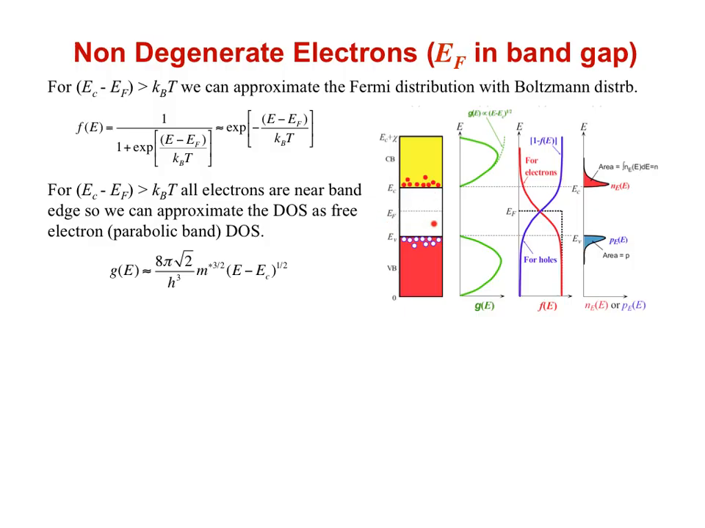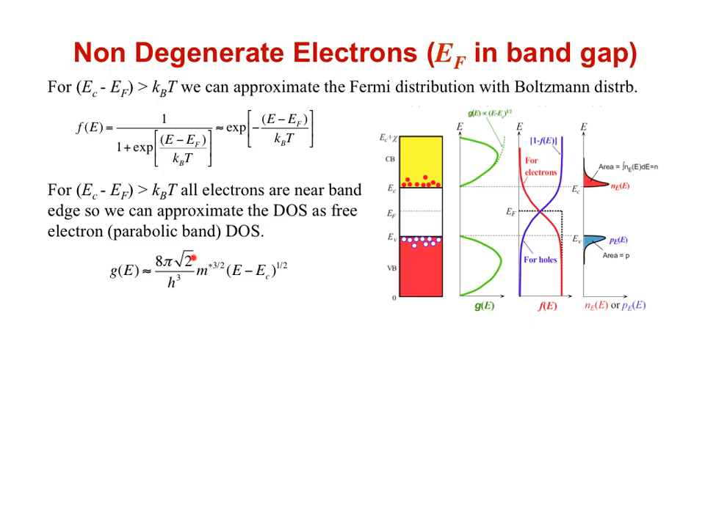When the Fermi level is within the band gap further than kT from the conduction band edge, we can approximate the Fermi distribution function with the Boltzmann distribution function. This tells us that most of the electrons are actually near the conduction band edge, and so we can use the density of states near the conduction band edge approximated as the free electron density of states of a parabolic band, giving us the density of states as a function of energy is proportional to the energy difference from the conduction band edge to the 1/2 power.